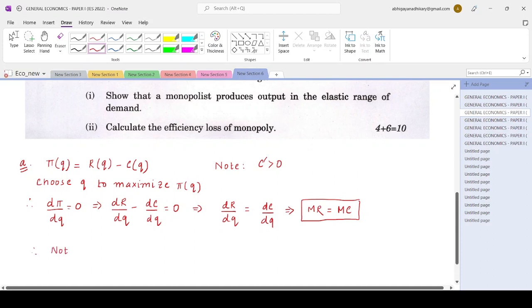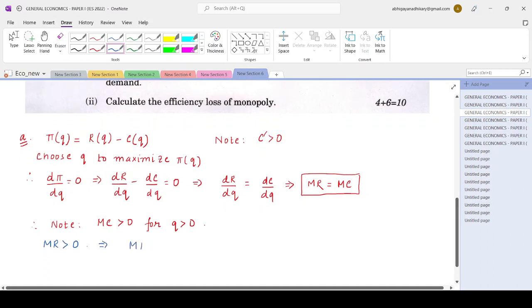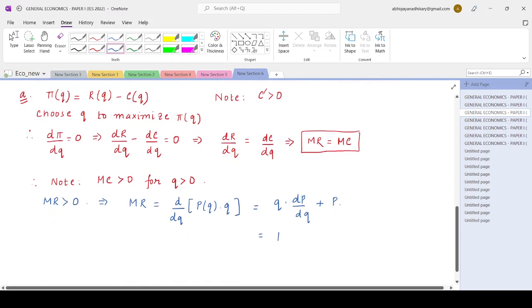Now we all know this for sure, that marginal cost is positive for Q positive, right? That means for the optimal to exist, MR should always be positive, correct? Otherwise you can't find the optimal over here. Now what is MR? If you remember, MR is basically d/dQ of revenue, which is price, a function of Q, into Q. So if we differentiate this, then this will be Q times dP dQ plus P. If we take the P out common, this will be 1 plus Q by P times dP by dQ.